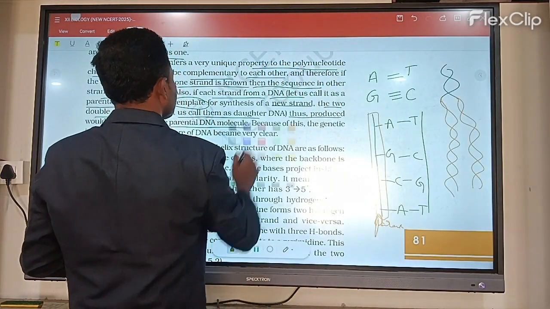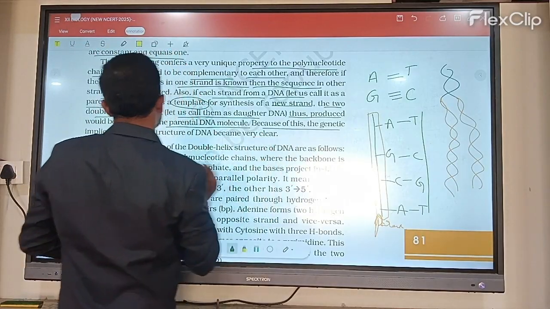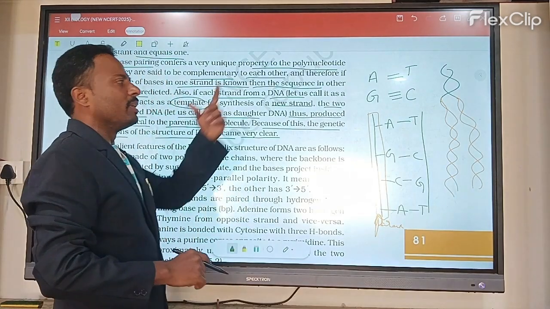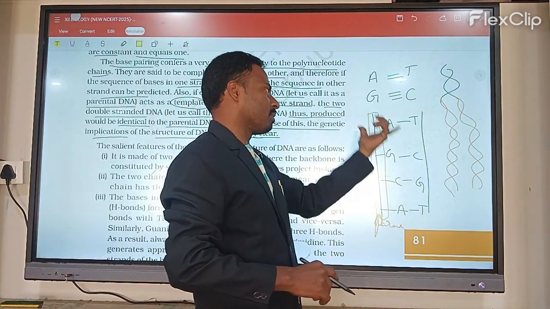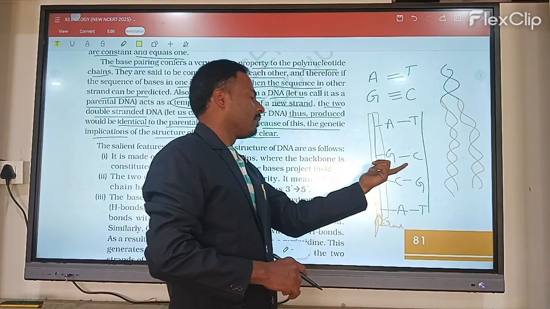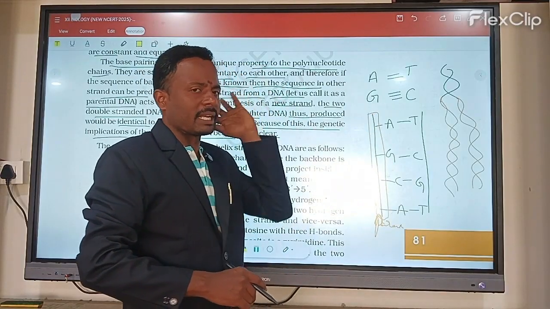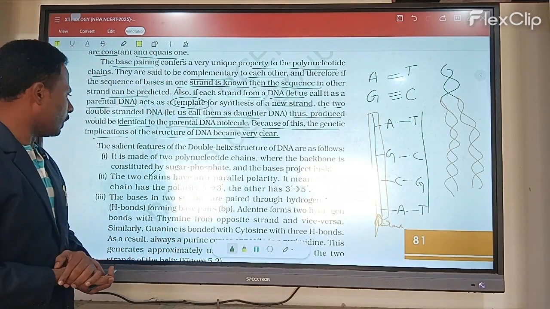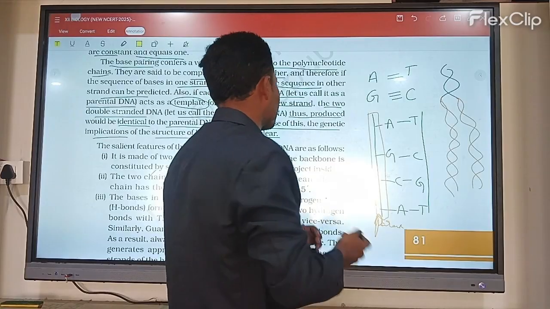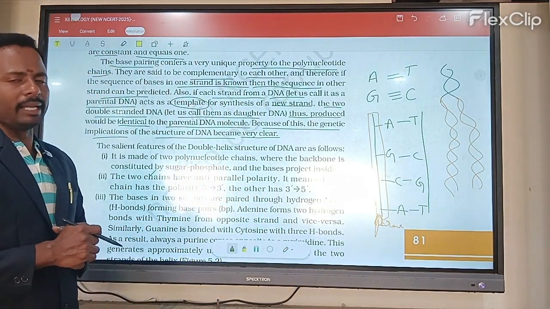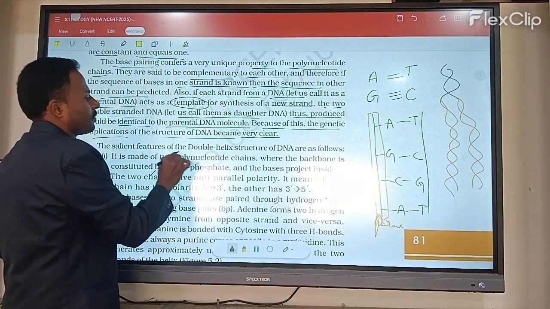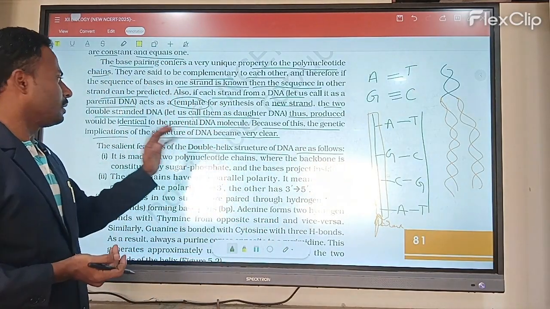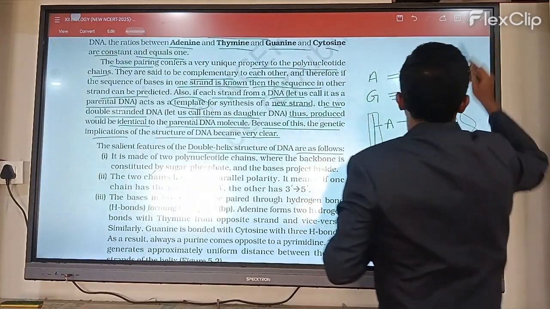And because of this genetic material implication, the structure of the DNA is very clear. How do they get formed? The genetic information tells which base pairs bind with the other bases, so there is clear information. For that purpose, clear-cut DNA molecules are produced. Okay. Next, what are the salient features of the DNA? Here, the salient features of the double helical structure of the DNA are as follows. Let us see them one by one.